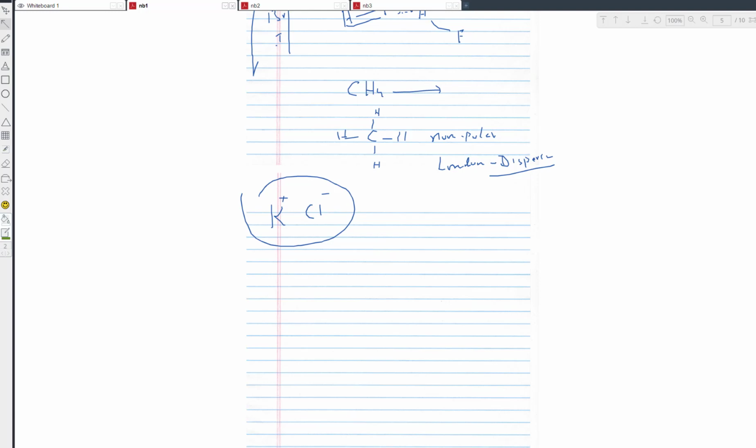Just London dispersion. There is no dipole-dipole, no hydrogen bonding, no ion-ion interaction, and London dispersion forces are weak forces. So that's why its melting point is going to be much lower than KCl, because KCl is ionic. Ionic is a very strong interaction, even stronger than hydrogen bonding. Okay. Yeah, that's it for that one.